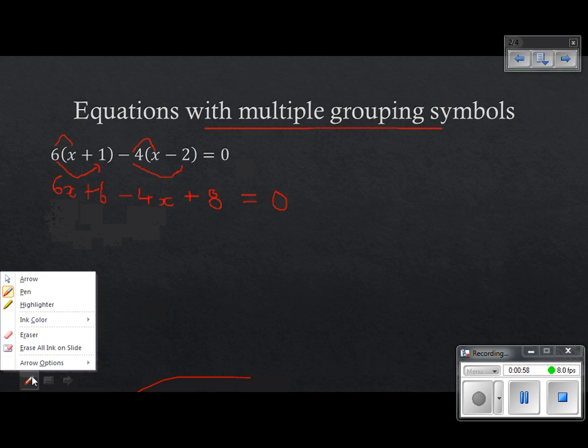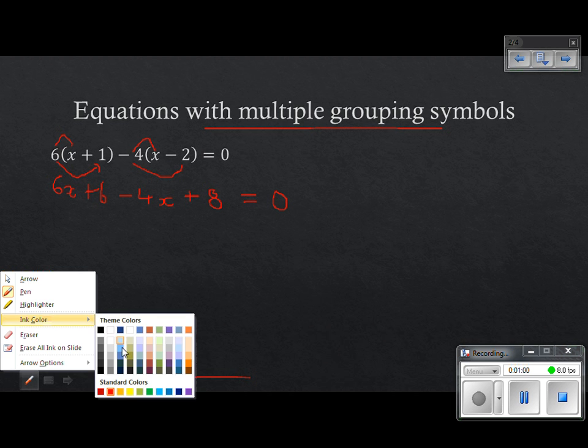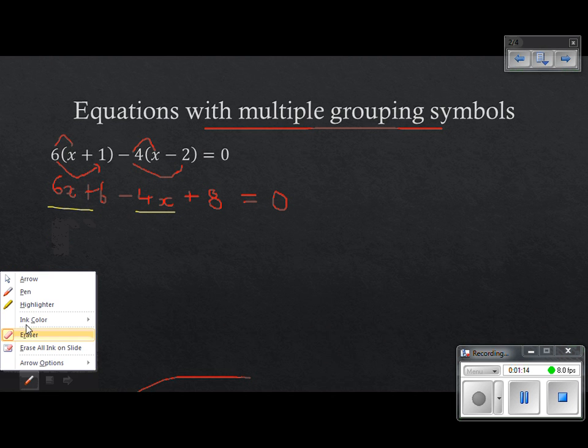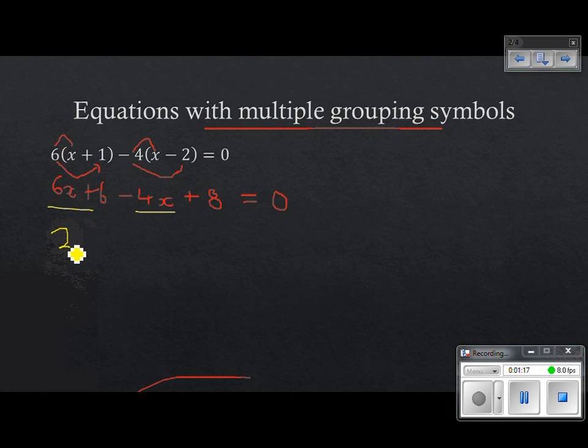Next step, we go through and we grab our like terms. 6x and 4x are like terms. 6 take away 4 leaves me with, whoops, not 6. 6 take away 4 definitely leaves me with 2. 2 x's. And we got 6 plus 8 makes 14. So we're going to plus 14 equals 0. Now exactly the same as we were doing before.